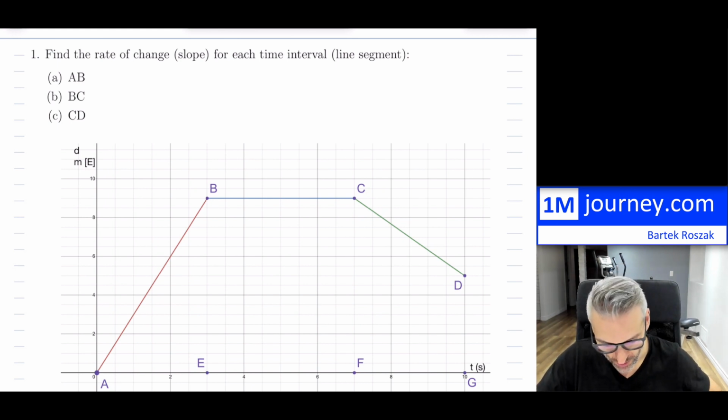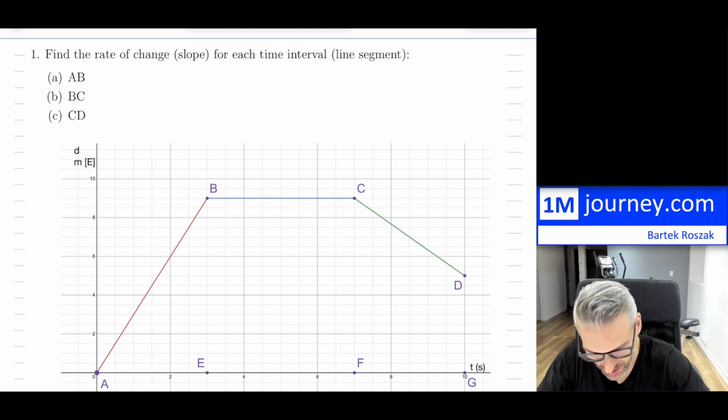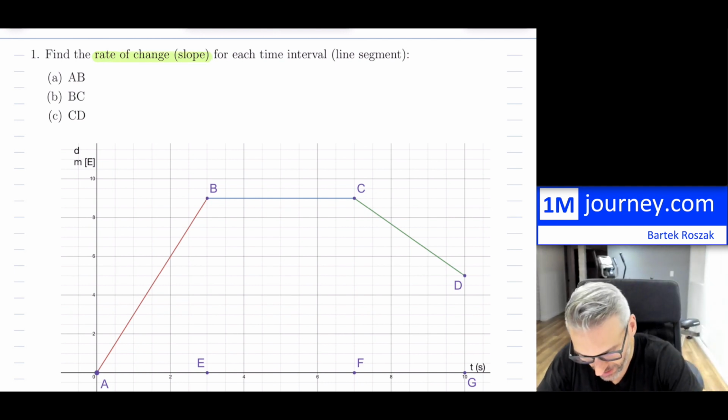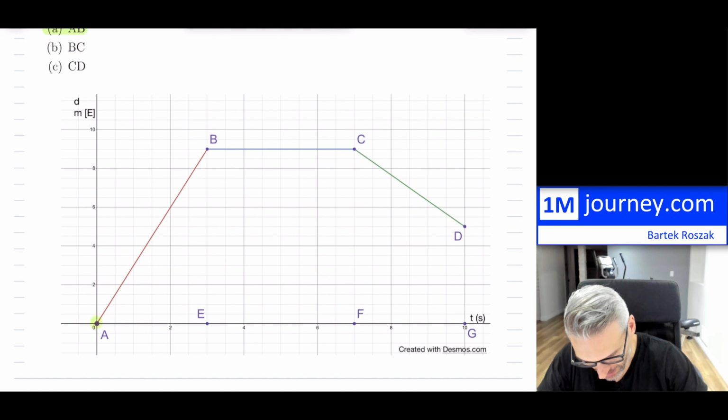So here is one example. It says find the rate of change, which is the slope that we want to be able to find for each time interval. And we have three intervals. So for A, and this is between A and B, if you take a look at this, we have A over here and then B over here.